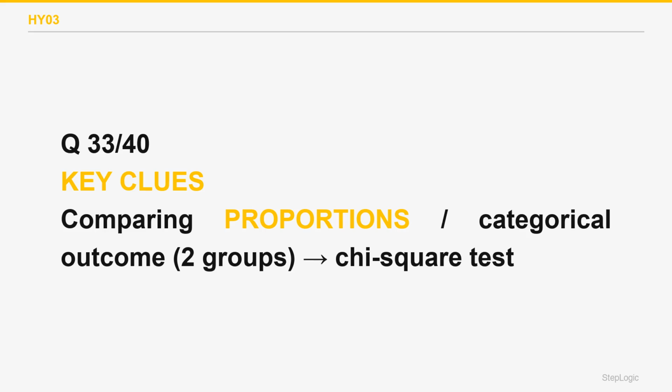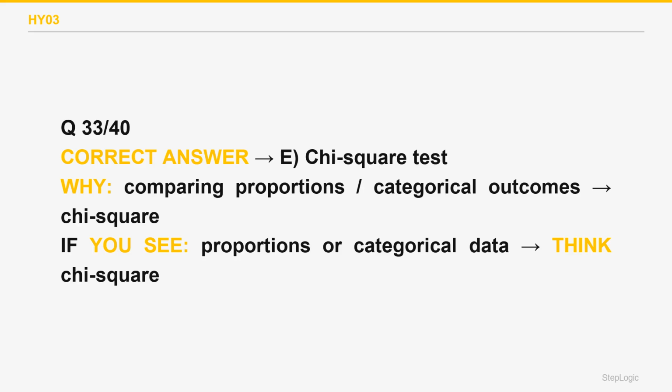The chi-square test compares categorical data. Here, the proportion cured versus not cured across two groups. It works on counts and proportions, not on averages. Whenever the outcome is a category, yes, no, cured, not cured, rather than a number, chi-square is the go-to test. The correct answer is E.